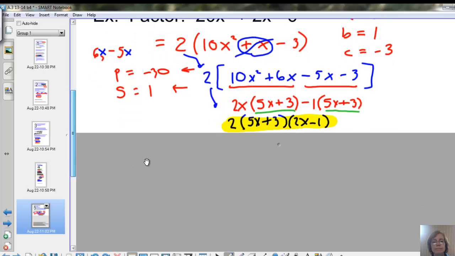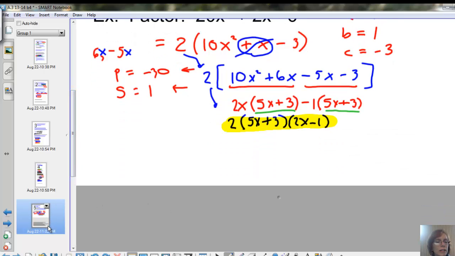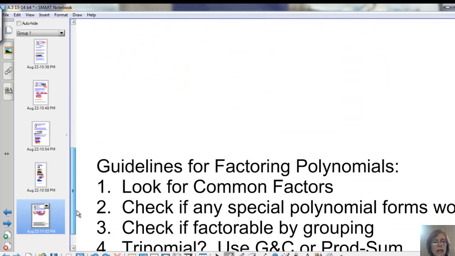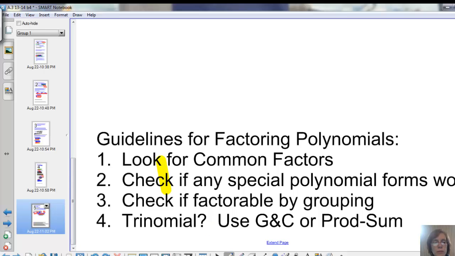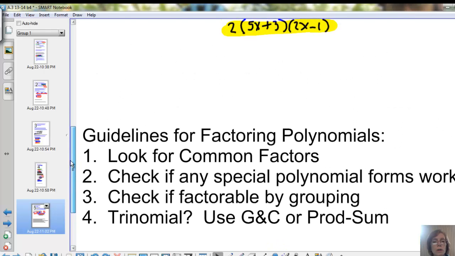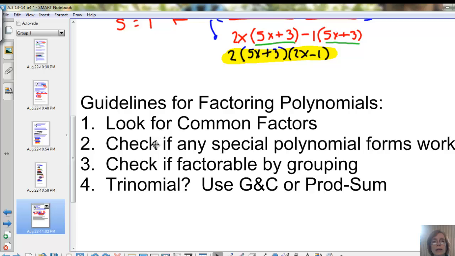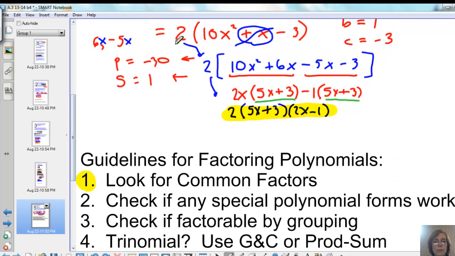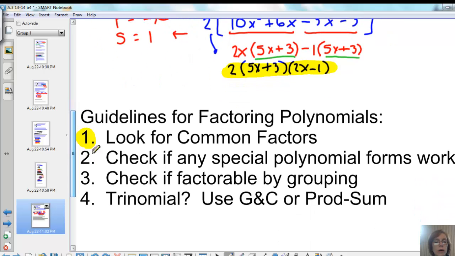All right. So that really is factoring a trinomial using the product sum technique. And so here are our guidelines for factoring polynomials. All right. The first guideline is to always look for common factors. Like we did here, we saw that there was a 2 that we could factor out in front. All right, second step is check to see if any of our special polynomial forms work. Is there a difference of 2 perfect squares, difference of 2 cubes, etc.?